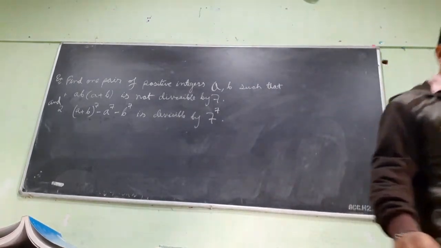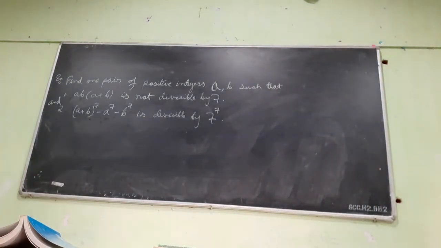plus b to the power 7 minus a to the power 7 minus b to the power 7. Common will come out this way, 7. Okay, it's divisible by 7. But I want something divisible by 7 to the power 7.